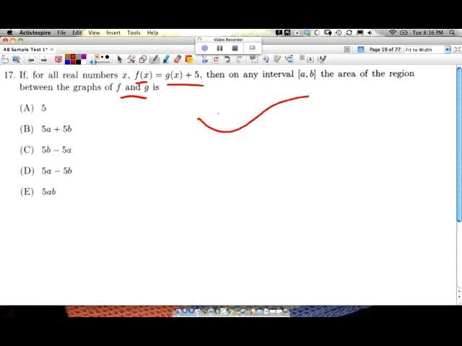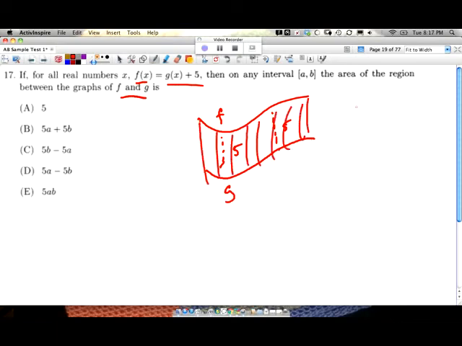Okay, so let's call this f. And that's 5 higher than g, no matter where we are. It's 5 higher there, it's 5 higher here. There we go. And let's say we wanted to find this area. Well, the area between two curves like this, between a and b, on the interval a b, would be the integral from a to b of f of x minus g of x.